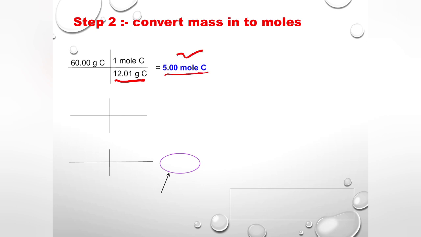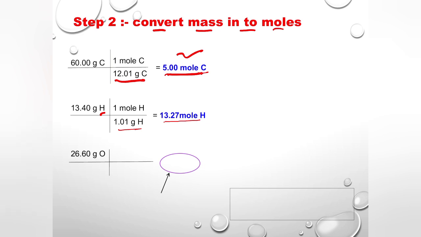Okay, I think you are clear. 60 grams of carbon is given, then we divide by 12.01, which is the molar mass of carbon, and we get the number of moles. Step number 2 is to convert mass into moles. Now the second element, 13.40 grams of hydrogen. Again, to get moles, we divide by the molar mass of hydrogen, and we get 13.27 moles of hydrogen for this compound.